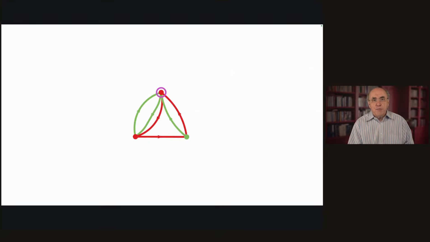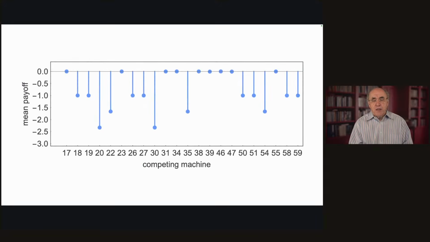So the mean payoffs obtained by running this machine that I'm showing against all possible two-state machines, these are the mean payoffs achieved in those competitions. So how about four-state machines?